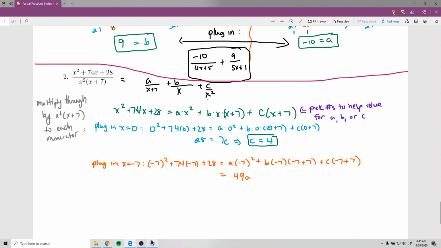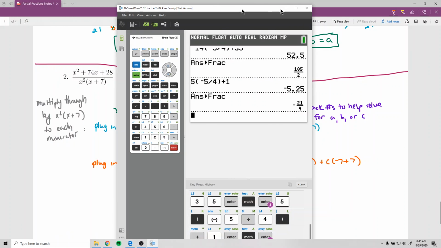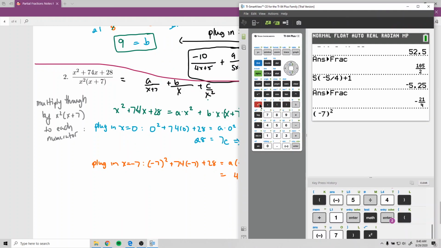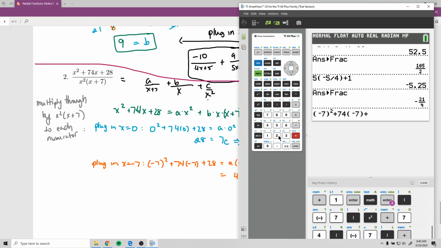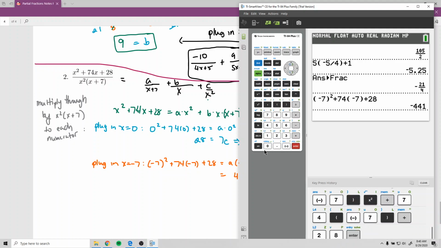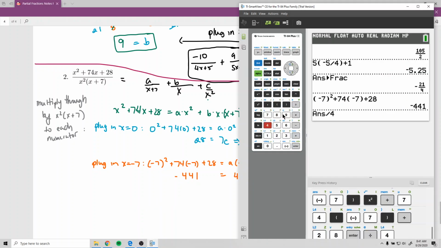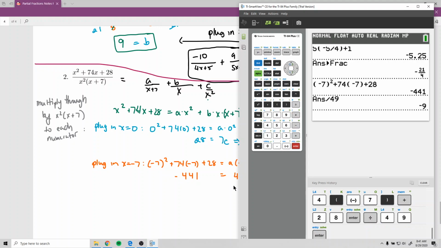The right side is just 49a, and then the left side, definitely because of that 74, I don't want to accidentally make a little mistake here, so plugging it into the calculator, I got -7 squared plus 74 times -7 plus 28 equals negative 441. And then we divide that by 49 to get A. That looks like it'd be negative 9. It is. So we got A equals negative 9.